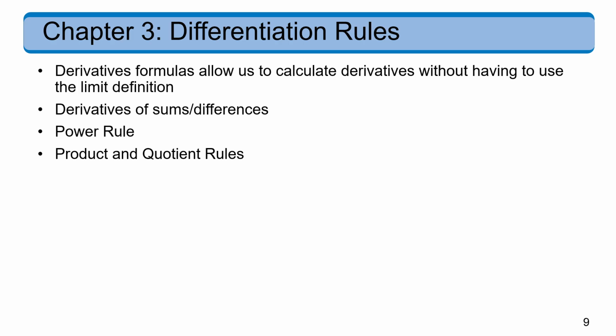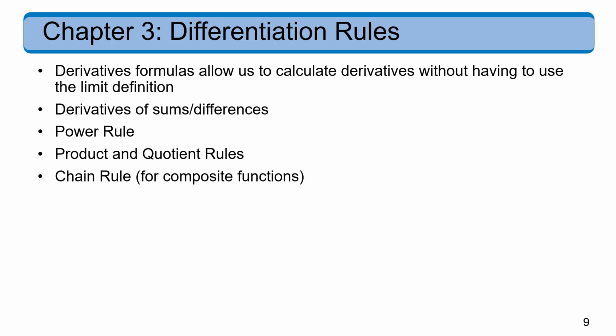Then we move to the product and quotient rules. So the key thing here is if you're taking the derivative of either a product or quotient of two functions of x, you cannot take the derivative term by term. You have to use the formulas for these two rules to handle those situations.